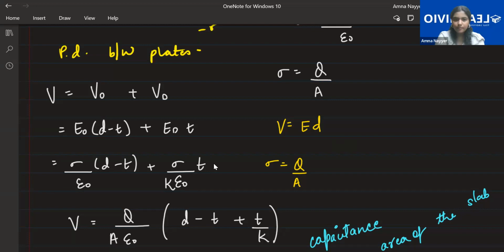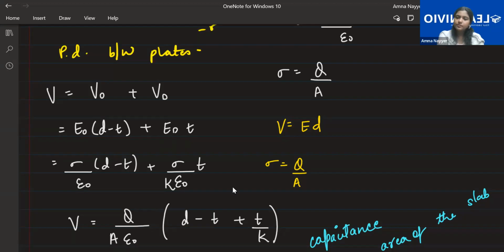We took E naught. E naught is usually represented for air. Remember epsilon naught when you write it, it is for air. So that's why I've written E naught, meaning electric field due to air. And this I wrote D, electric field due to dielectric.